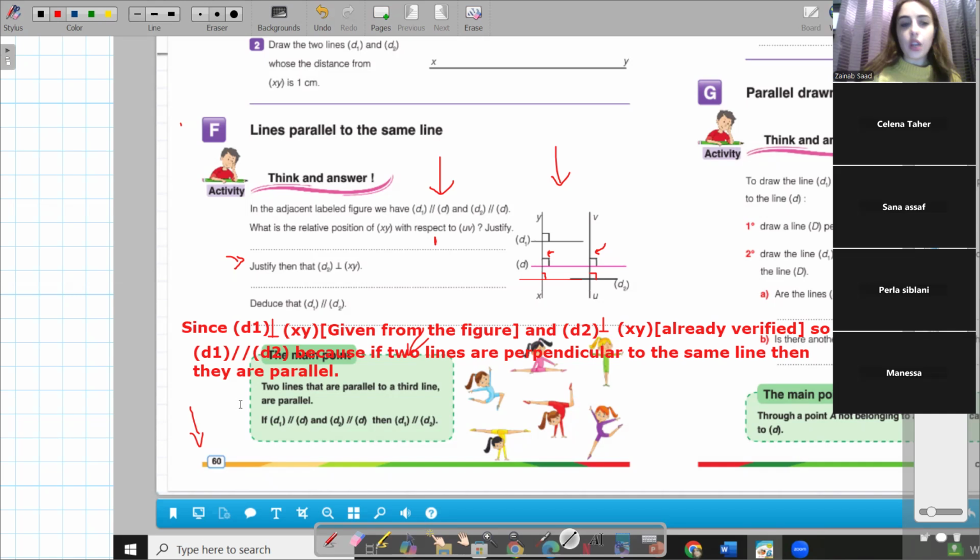From this exercise, we can conclude the main point that Zahra was talking about. If two lines are parallel to a third line, then they are parallel together. As you can see here, D1 is parallel to D, and D2 is also parallel to D. They gave us that as information. So that's why we can say that D1 and D2 are parallel also.